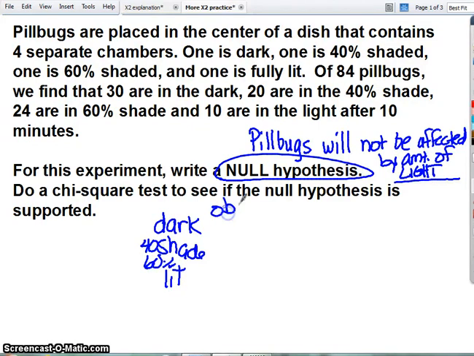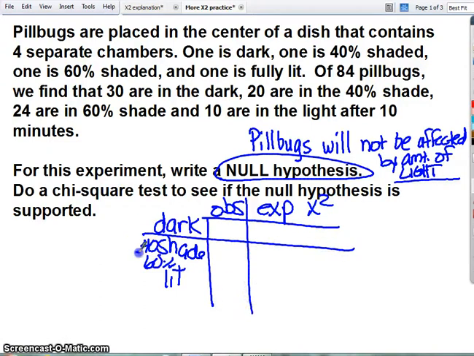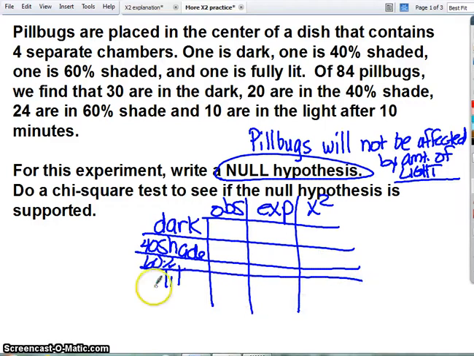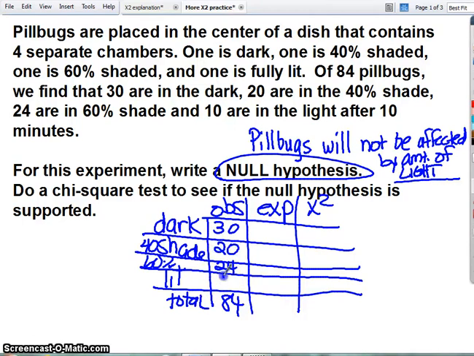We're going to do our same thing: observed, expected, chi-square. The only thing that's going to be different in this one is that whenever you do a null hypothesis, you're predicting that there's going to be no difference. By predicting there's no difference, it makes it really easy to make your predictions. So we had 84 bugs, and we observed 30, 20, 24, and 10.